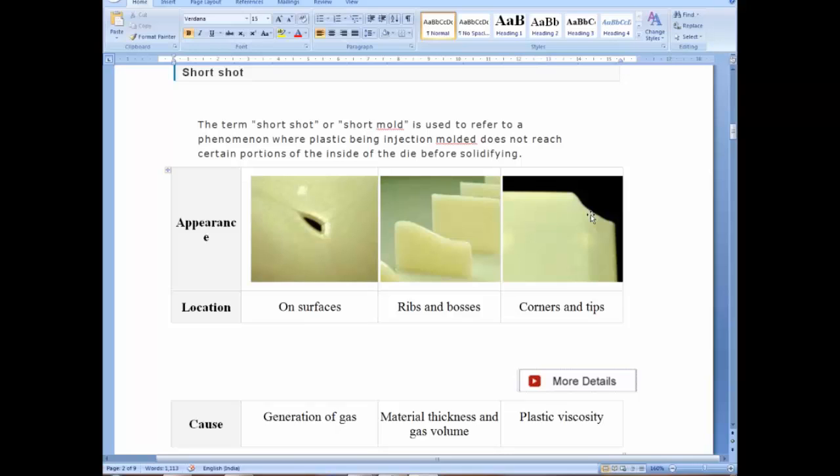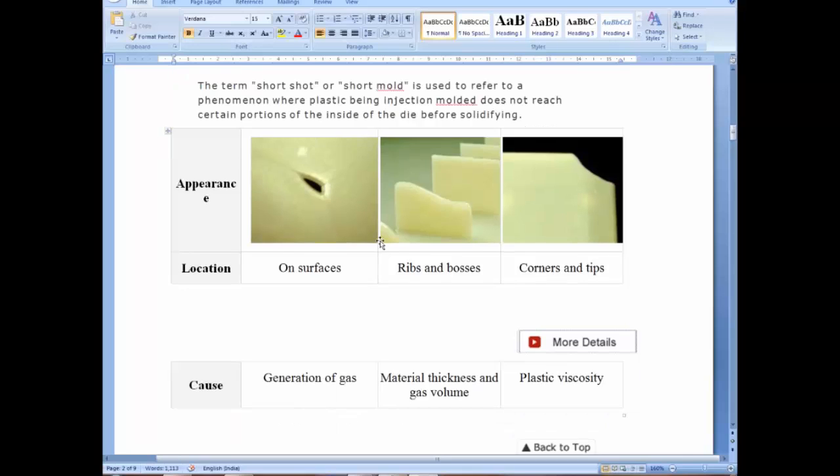So we always try to keep in mind that we have to start the cooling cycle only when the plastic has reached all the cavity and core portions. In order for the plastic to reach all parts of the core and cavity, we apply pressure, so that the plastic is injected forcefully and reaches every part.